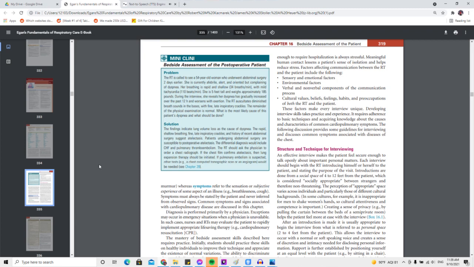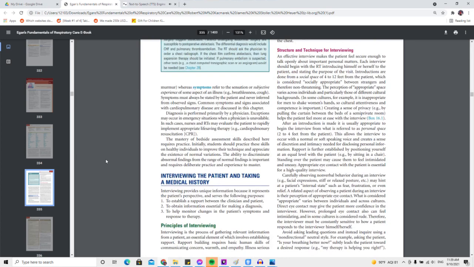Factors affecting communication between the RT and the patient include the following: sensory and emotional factors, environmental factors, verbal and nonverbal components of the communication process, cultural values, beliefs, feelings, habits, and preoccupations of both the RT and the patient. These factors make every interview unique. Developing interview skills takes practice and experience. It requires adherence to basic techniques and acquiring knowledge about the causes and characteristics of common cardiopulmonary symptoms. The following discussion provides some guidelines for interviewing and discusses common symptoms associated with diseases of the chest.